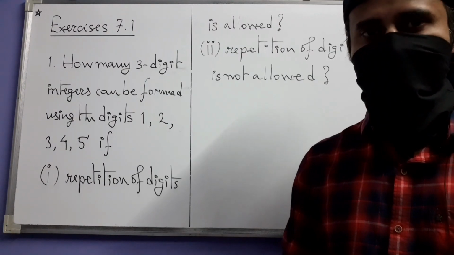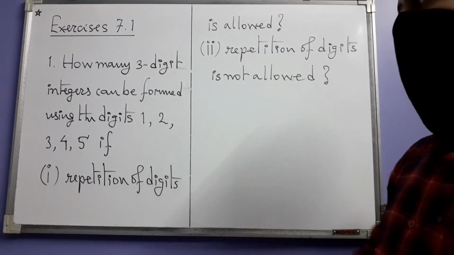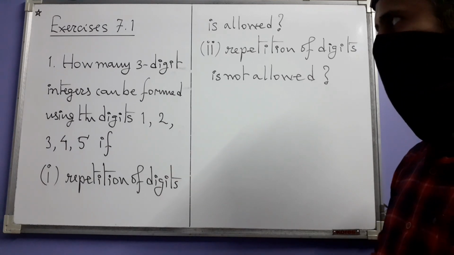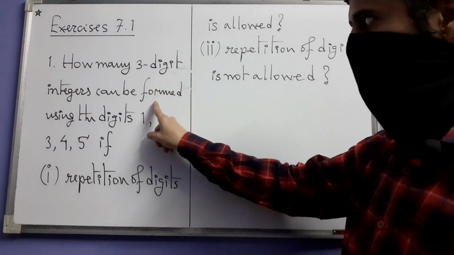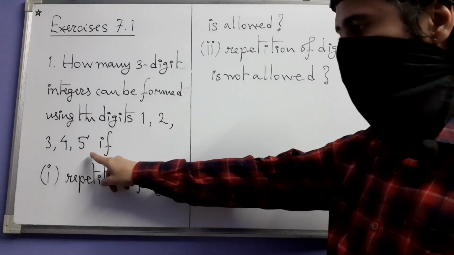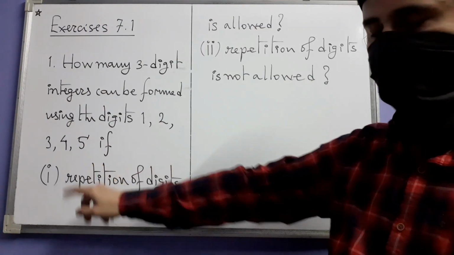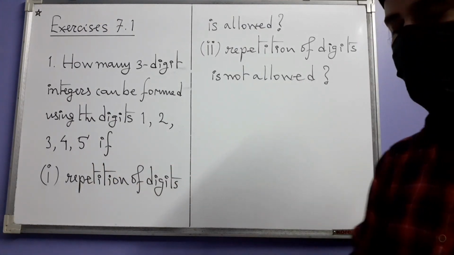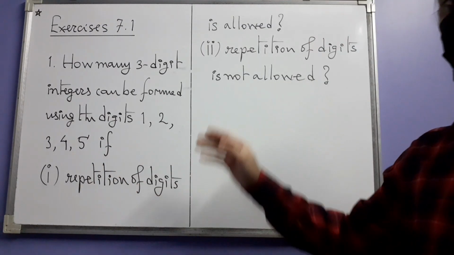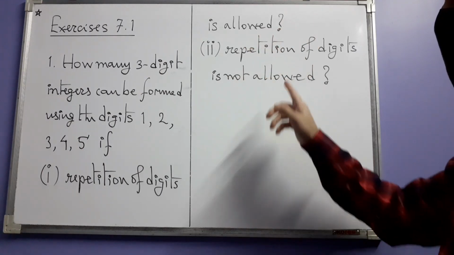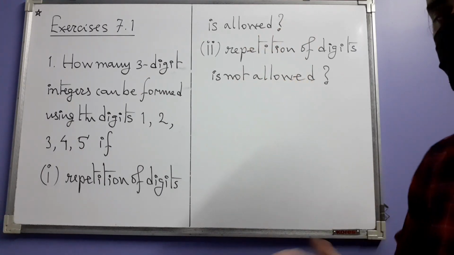And let's next start the exercises. 7.1. This is number 1. How many 3-digit integers can be formed using the first 5 positive integers if there are 2 parts? In part 1, repetition of digits is allowed, and in part 2, repetition of digits is not allowed.